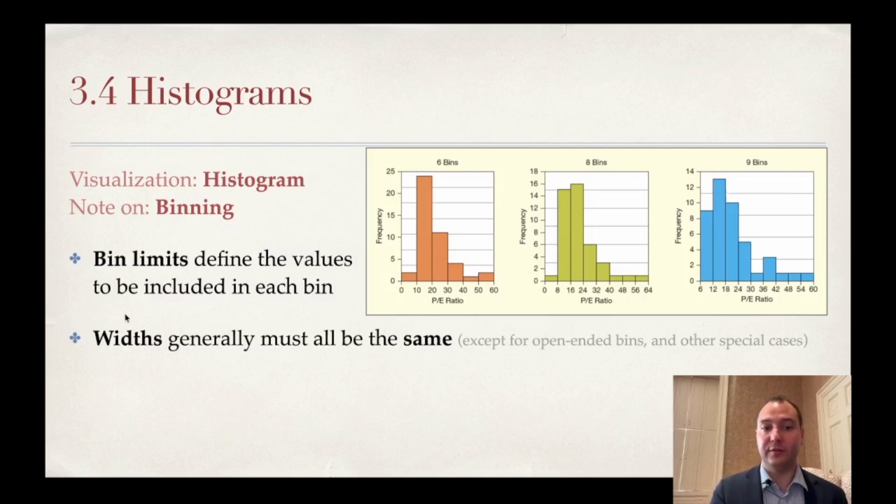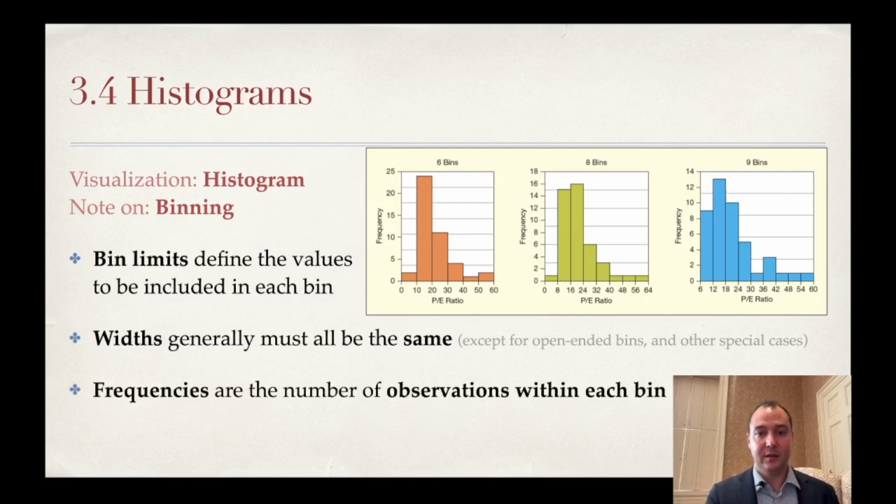The width of bins should generally be the same. In other words, in our first example with 6 bins, each bin is 10. So 0 to 10, 10 to 20, 20 to 30, 30 to 40, and so on. Our next one, the width is also the same. We have 0 to 8, 8 to 16. Each bin is a width of 8 PE ratio. Okay, and the frequency or the number of observations in each bin. How many observations are within that range?